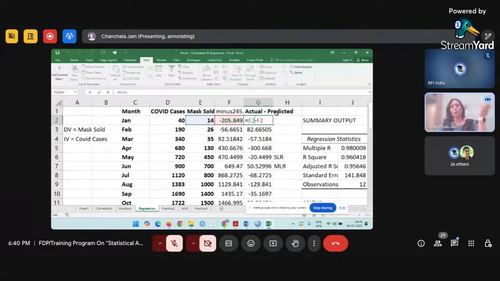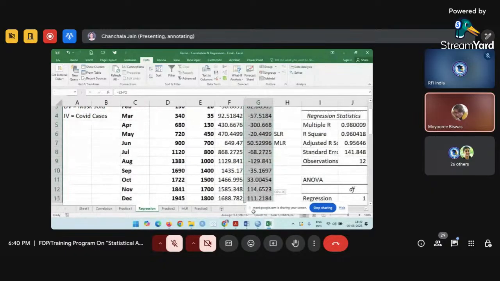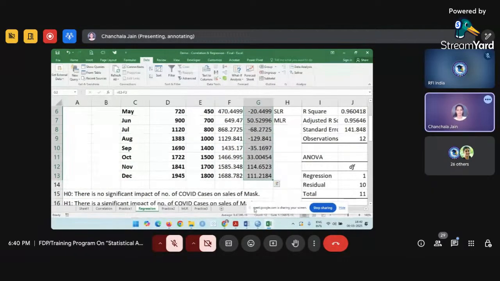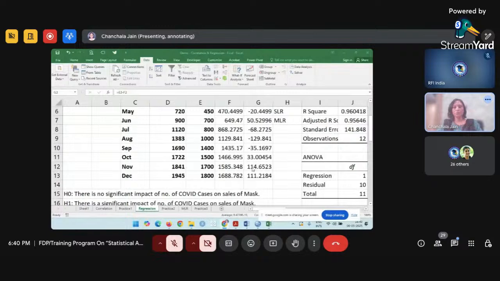And the difference is, I think, easy to understand. It is actual minus predicted only. So this is the prediction which you have made. You can make it a predicted column. The difference of these two will give you these figures. These are the error terms, right? Yes, ma'am. What about others? Clear, everyone?